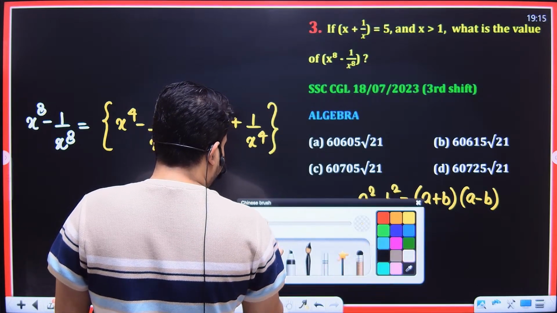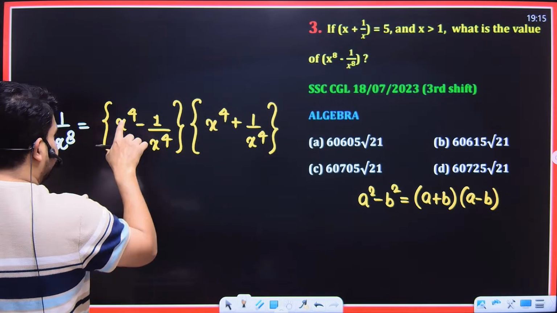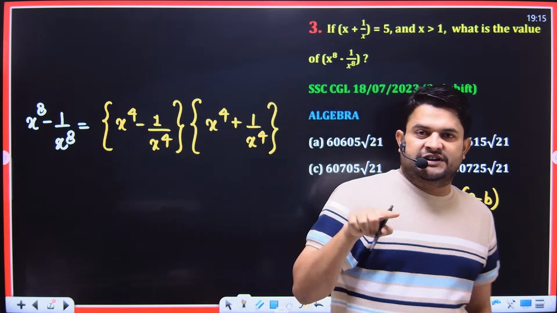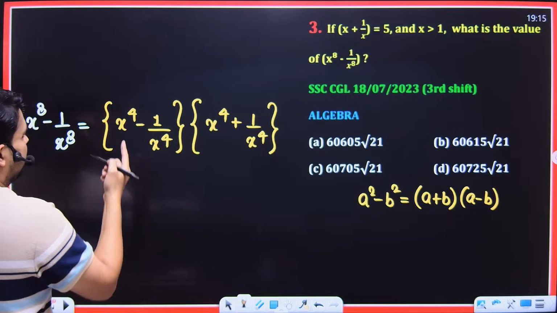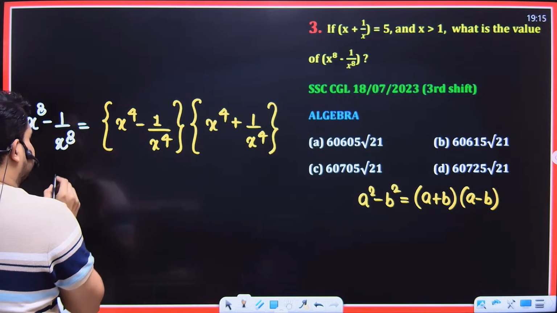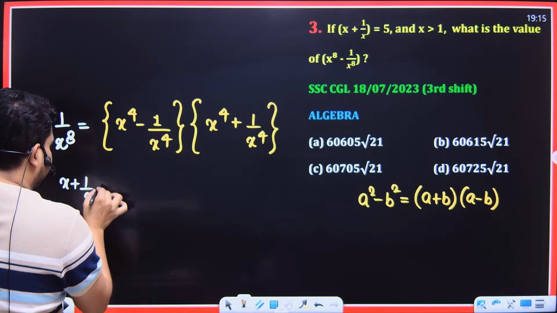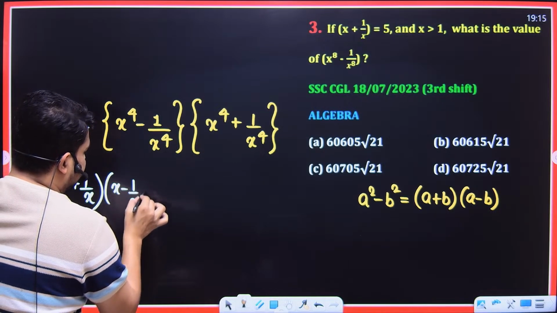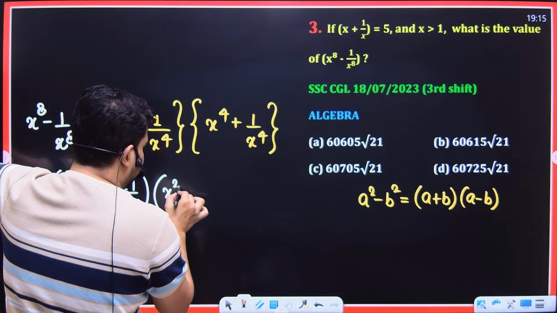This formula can further be broken up. I can break it up as x square minus 1 upon x square plus 1 upon x square. So x square minus 1 upon x square can be further divided. I will write the exact one. I can write it as x plus 1 upon x minus 1 upon x. This one is my x square minus 1 upon x square. This one is my x square plus 1 upon x square.